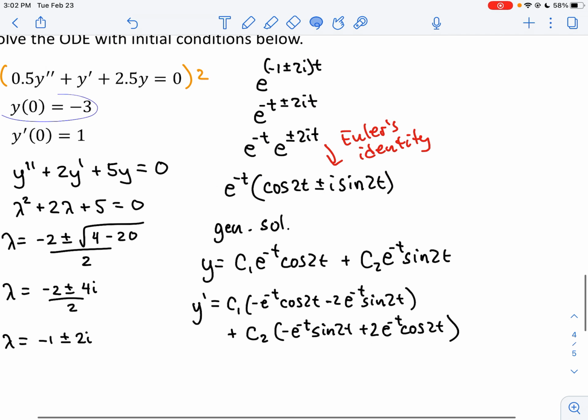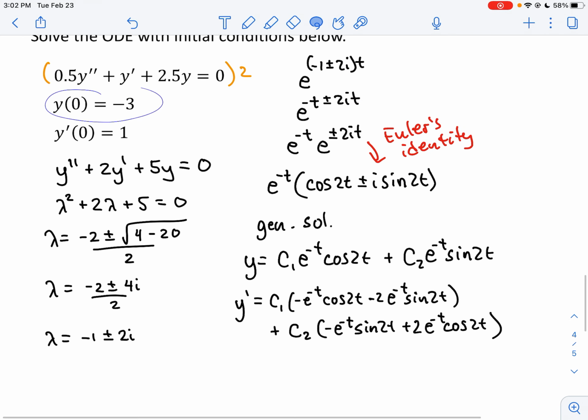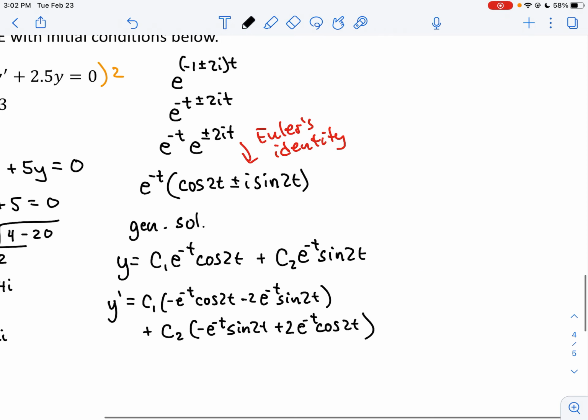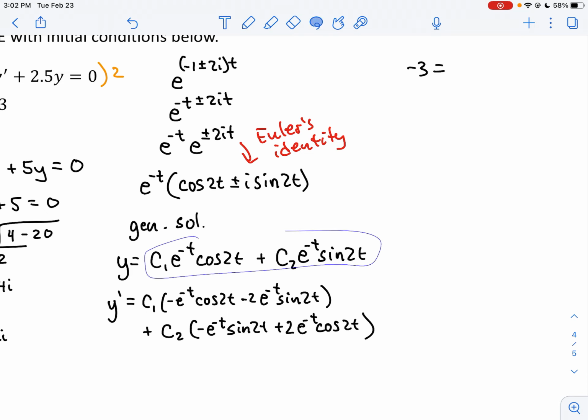Now we're going to plug in our data about y of 0 equals negative 3, about the original function. We're going to plug that into the general solution. The y-coordinate will be negative 3 at the same time that we plug in t equals 0 into the rest of this. Well, t equals 0, e to the 0, so it's going to become 1s. Sine of 0 is 0, but cosine of 0 is 1. So we're just going to get c1 out of all this. c1 plus 0. So c1 is negative 3.